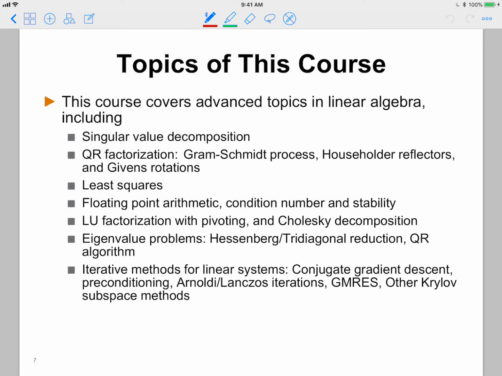These are some of the topics that I will cover during our semester. In the first phase of our course, I will discuss in more detail the singular value decomposition, including the key theorem that the singular value decomposition is built on, which is called the spectral theorem.